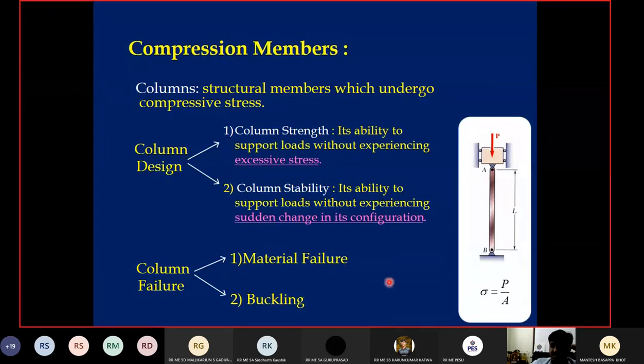Again, it can be subcategorized into various types of failures: buckling failure, twisting, and so on. The material failure can be crushing, fractures, and various types of failures like that. Then, because of the dimensions of the column, it loses its configuration, or it loses its form, and thereby it buckles.